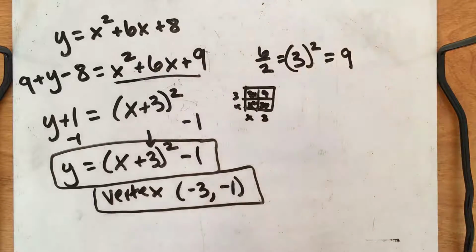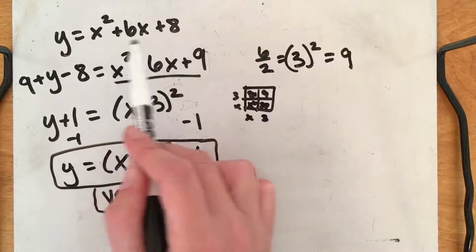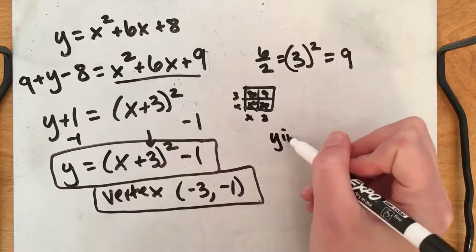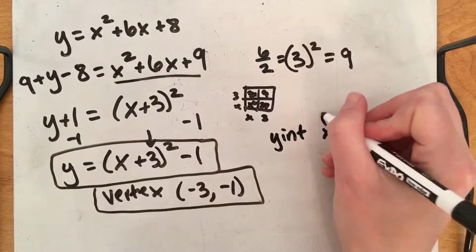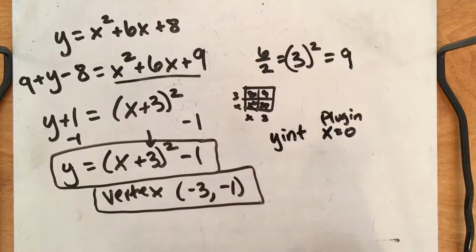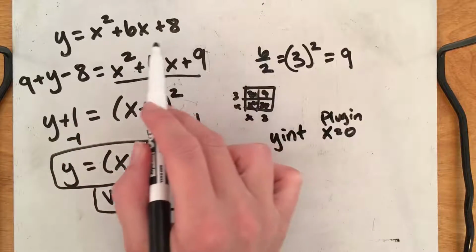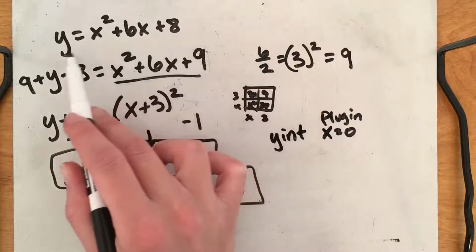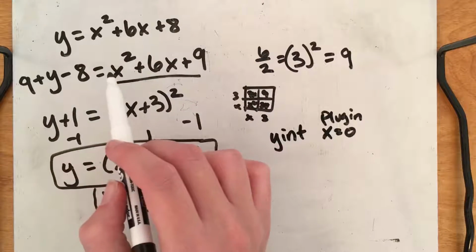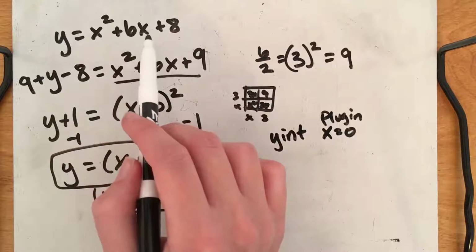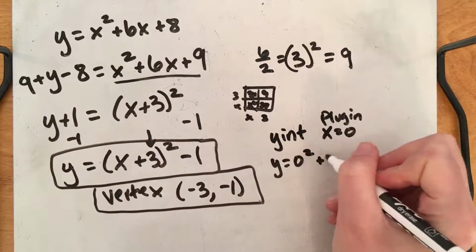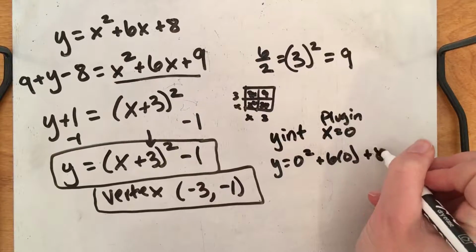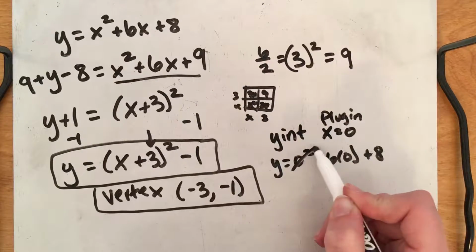Let's find another one that's pretty easy to find, the y-intercept, especially if you're given this equation in standard form. So the y-intercept, I'm going to plug in x equals 0. If we do that into our original equation up here, that's always just a safe bet, going back to the original to find things in case your equation's wrong here. So I'm going to plug this in. I'm going to replace this. So I have y equals 0 squared plus 6 times 0 plus 8. So this first part drops to 0. This turns to 0.